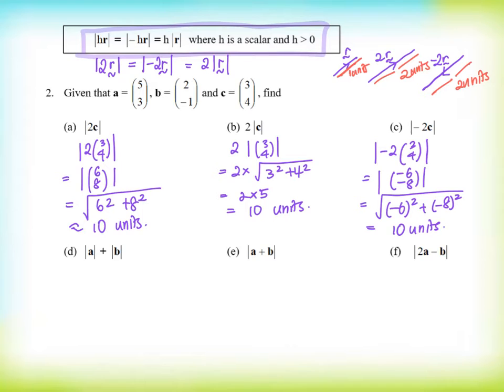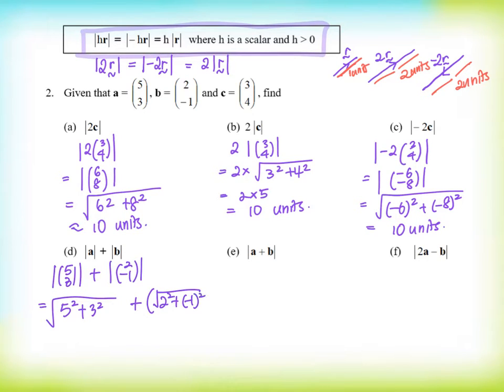Okay. Now, however, we should take a look at other types of vectors that can be easily mixed up. So now let's take a look at the magnitude of A plus the magnitude of B. That means we're finding the magnitude of A plus the magnitude of B, and that gives us the square root of 5 squared plus 3 squared plus the square root of 2 squared plus negative 1 squared, and we'll get the answer to be 8.07 units.